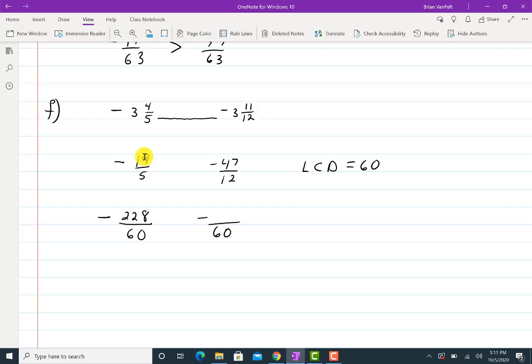I'll leave it to you to figure that out. Then I did 12 times 5 gives me this 60 down here. 5 times 47 is 235. So now I'm able to compare these things. Notice that 235 is greater than 228. However, since they're negative, that switches the direction of the inequality, and so the inequality should be pointing towards the right.